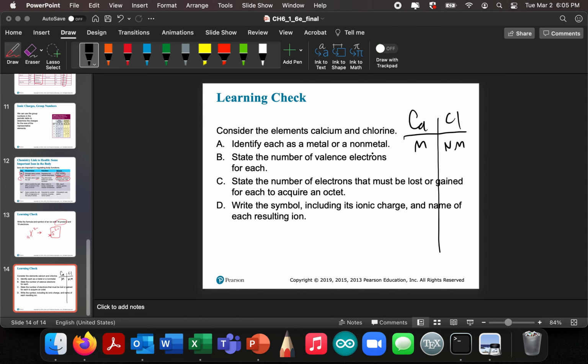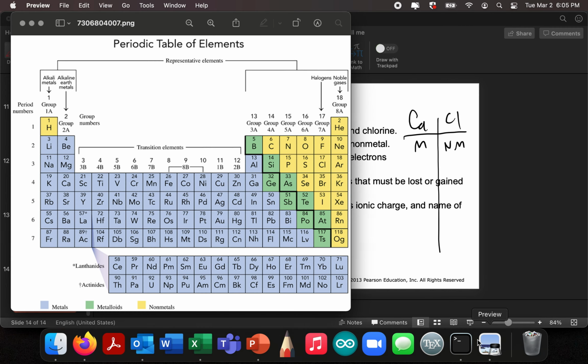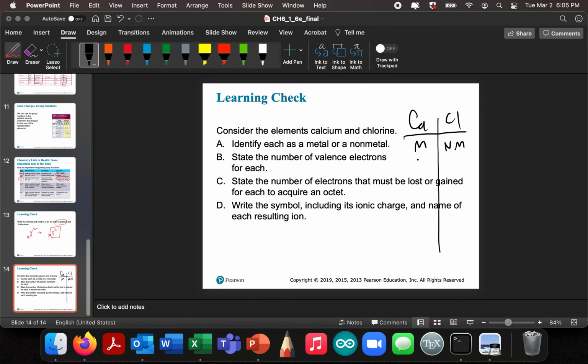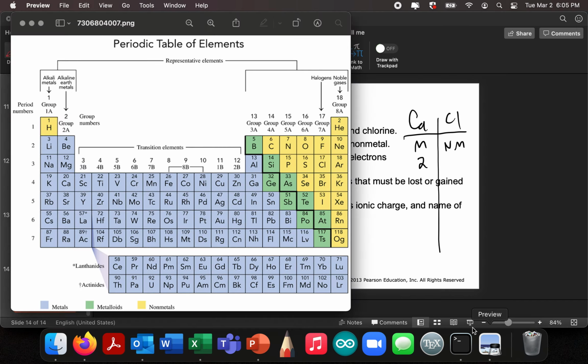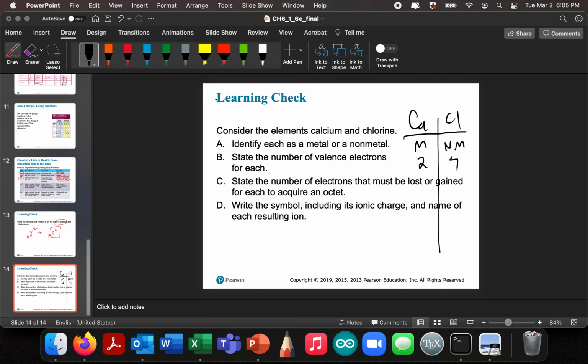Okay. State the number of valence electrons for each. Calcium is in group 2, so it has 2 valence electrons. And chlorine is in group 7, and so it's got 7 valence electrons. All right. Now, state the number of electrons that must be lost or gained for each to acquire an octet. Well, calcium is a metal, so it's going to want to lose 2 electrons, and so that's what it's going to do. It's going to lose 2 electrons, and then its inner shell will have 8, right?